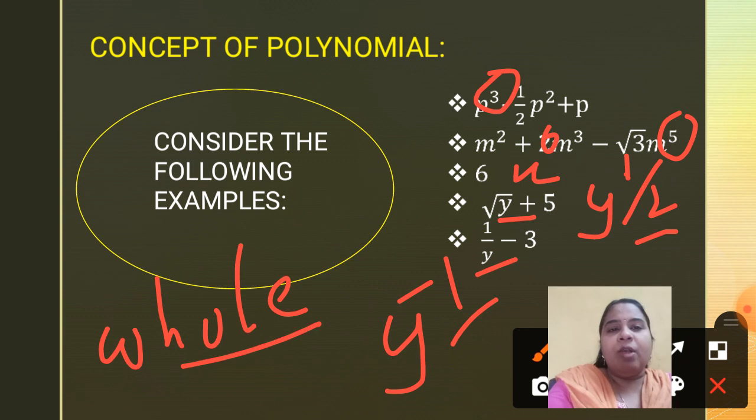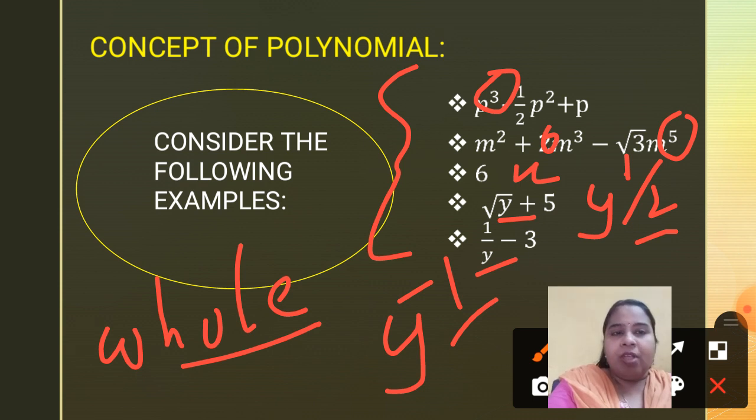Whole number starts from 0 till infinity. So out of these 5 which I have given you, whosever degree is a whole number is a polynomial, or else it is not a polynomial. I hope you are understanding the concept. Now let us go in search of whole numbers.